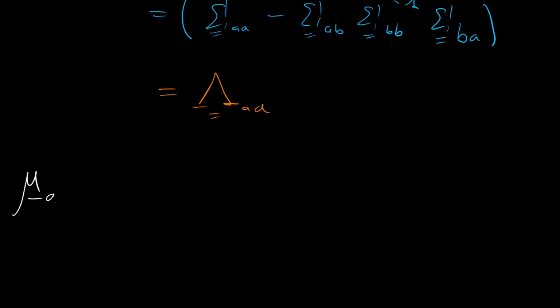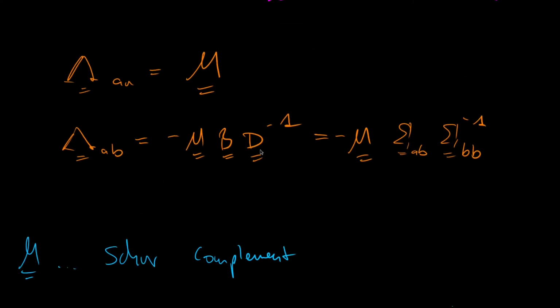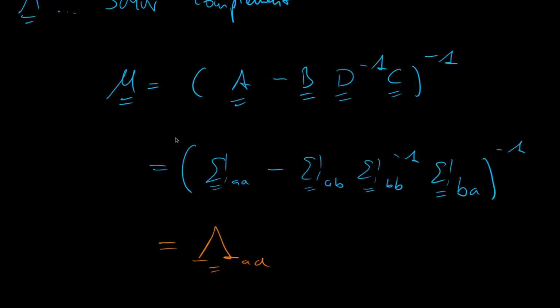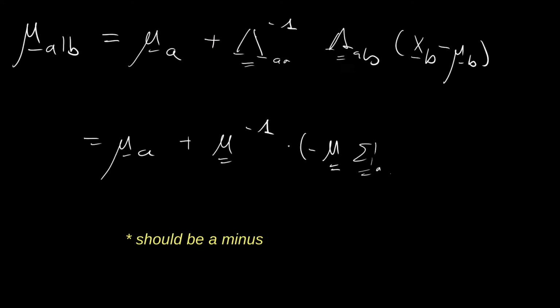So we have mu A given B, and recall this was defined as mu A plus lambda AA inverse times lambda AB times xb minus mu B. And then we had that lambda AB was minus M, this expression, and for lambda AA we had it was M. So let's plug it in. We have mu A plus M inverse times minus M sigma AB sigma BB inverse, and then multiply it with xb minus mu B.